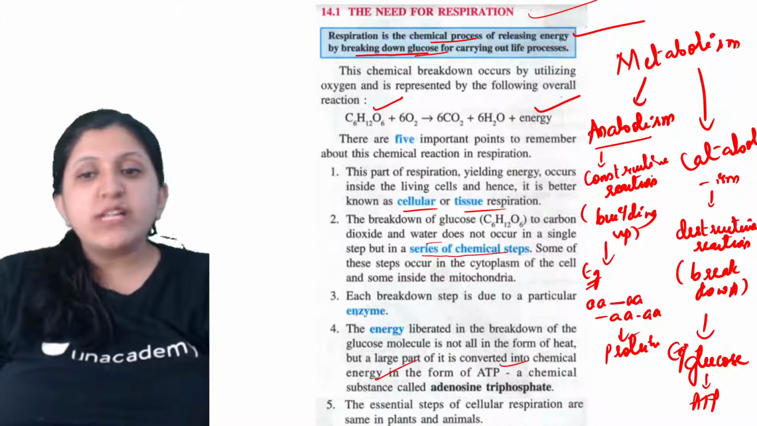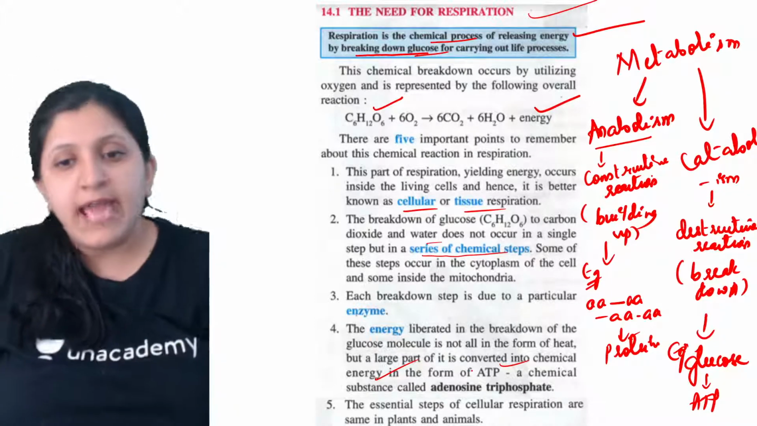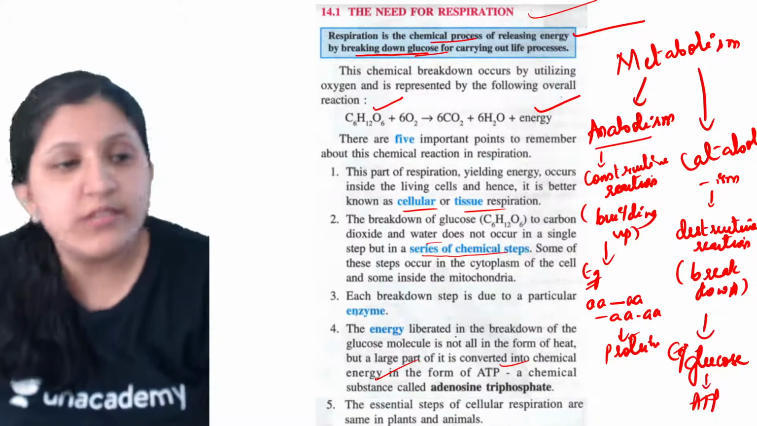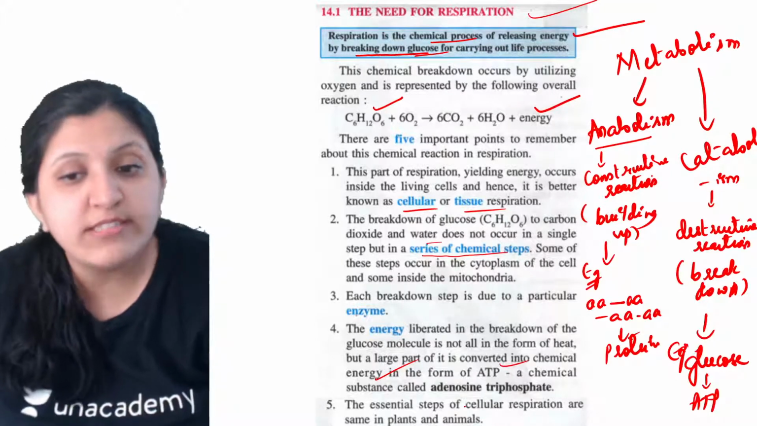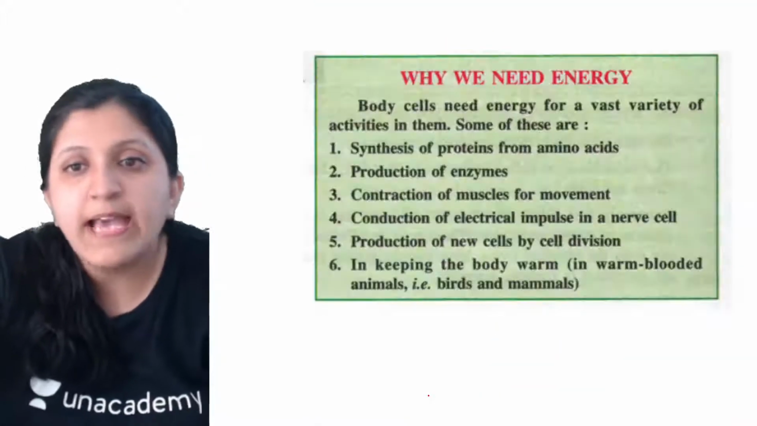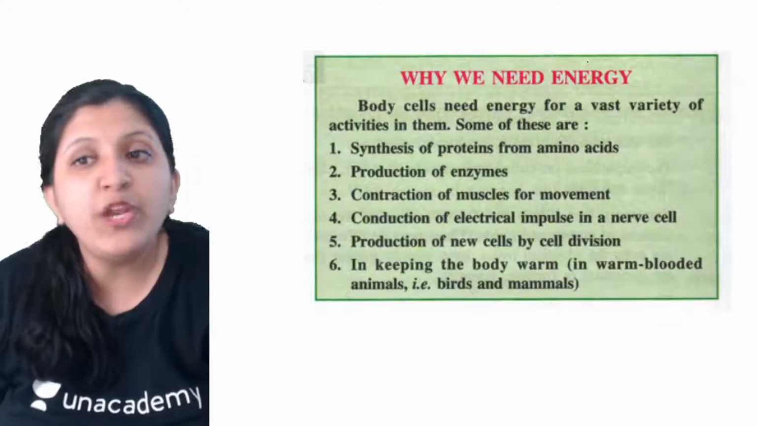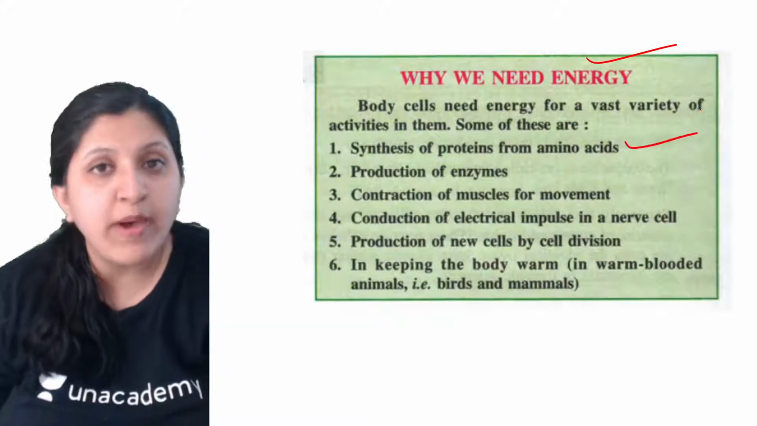So the essential steps of cellular respiration are the same in plants and animals. These steps are going to be the same in case of plants as well as animals. So why do we need energy? Synthesis of protein from amino acids.